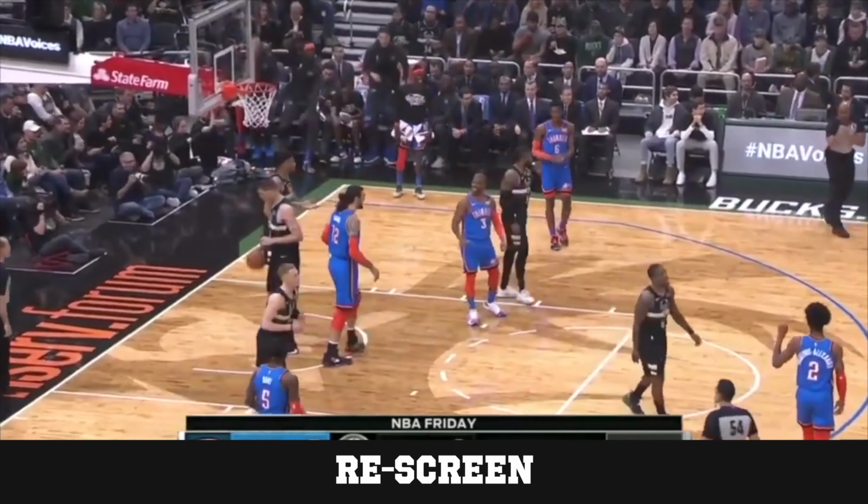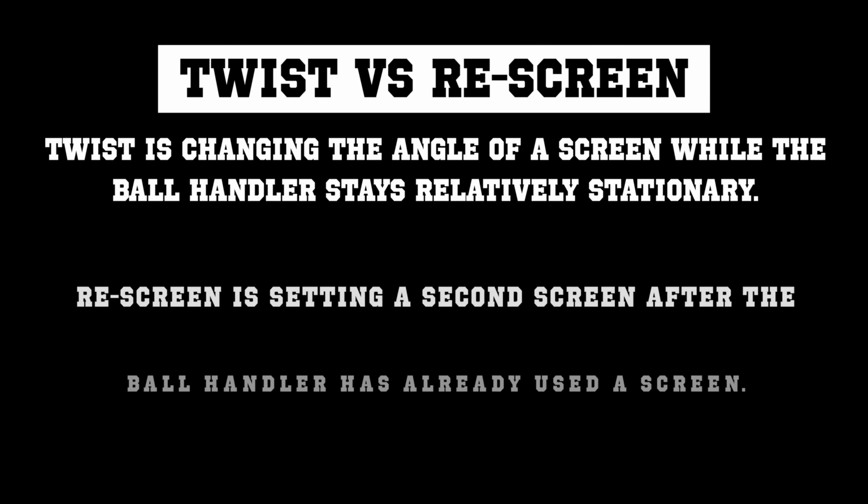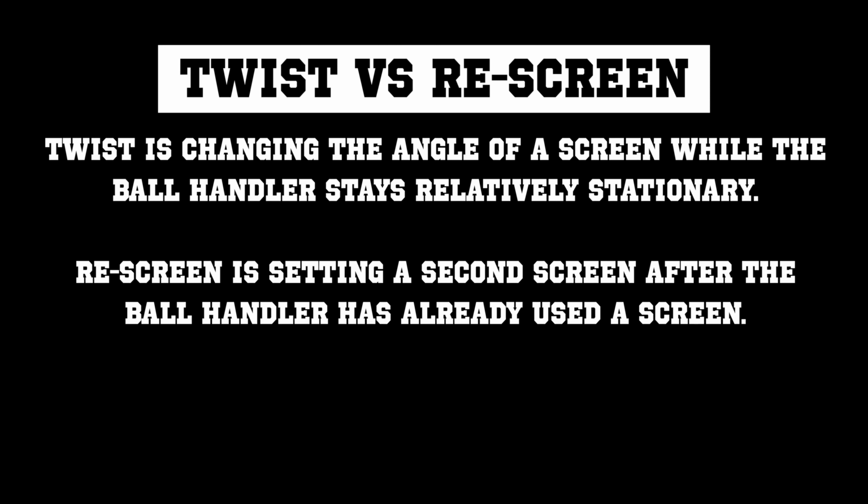So again, just to clarify, a twist is when you're changing the angle of a screen while the ball handler stays relatively stationary, and a rescreen is setting a second screen after the ball handler has already used the screen.